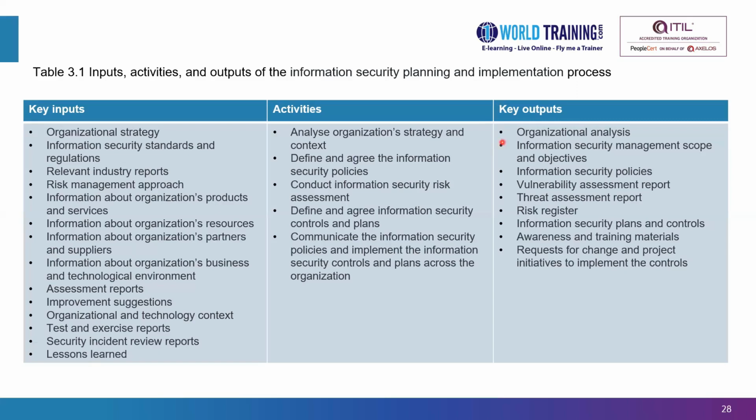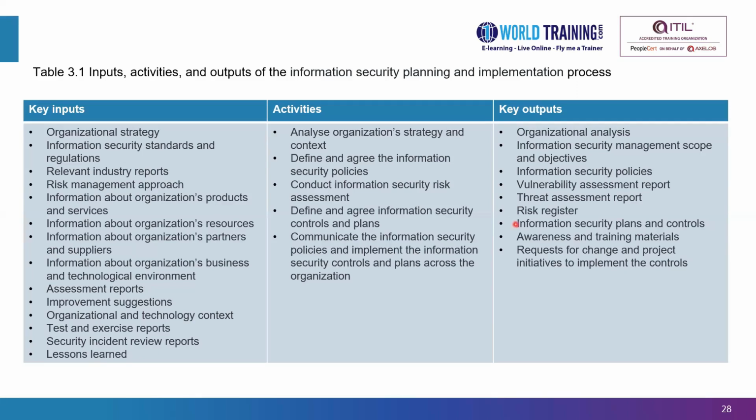Because only based on that, the information security management scope and objectives can be derived as another output. And further, more important, the information security policies will come up based on the scope and objectives after the analysis. And there will also be certain assessment reports, such as a vulnerability or weakness assessment report, and then a threat assessment report about likely security events that might occur because of those vulnerabilities or weaknesses in the environment. Then the risk register will capture some of the risks which will surface during the planning, because certain actions may be required to treat those risks.